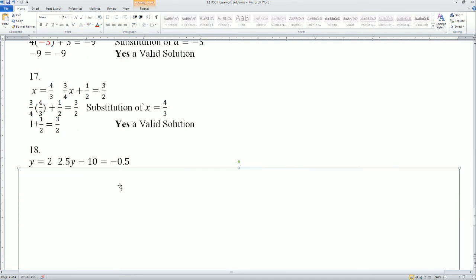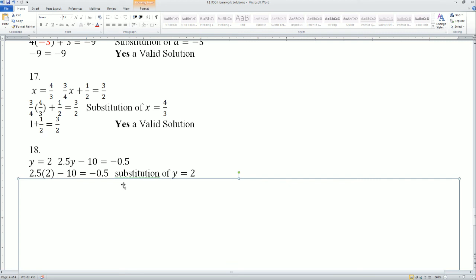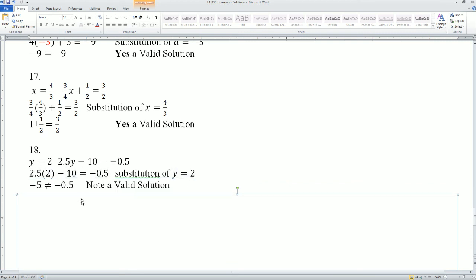Y equals 2. Here, 2.5y minus 10 is equal to negative 0.5. Substitute in y equals 2. You get 5 here. Minus 10 is negative 5. That does not equal negative 0.5. We will say that's not a valid solution.